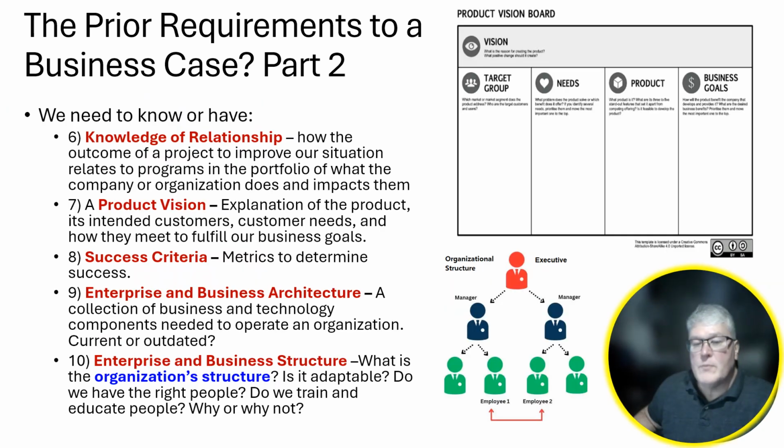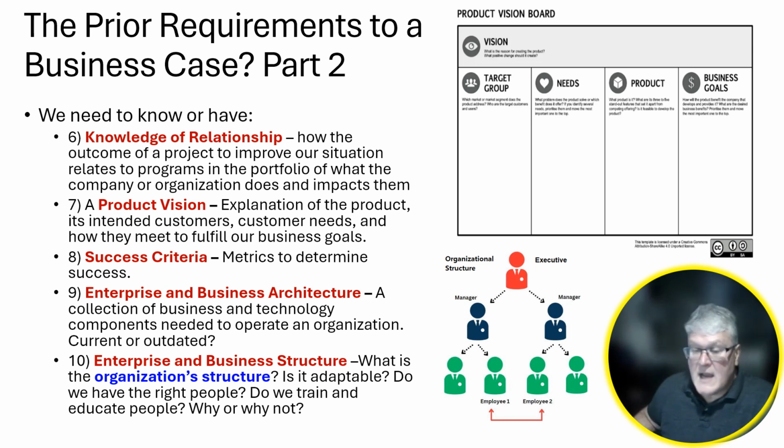Okay, part 2, prior requirements to business case. We need to have knowledge of our relationships, how the outcome of the project to improve the situation relates to the programs in our portfolio, our customers, our organization, the marketplace, and so forth. We need to have, again, a product vision, if not just a vision for the project: the outcome, the features that it will have, who the intended customers are, the customer needs, and how we are going to fulfill our business goals.